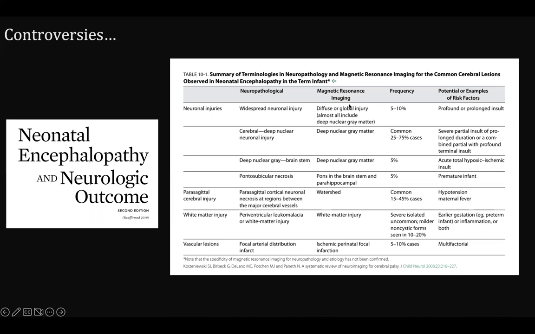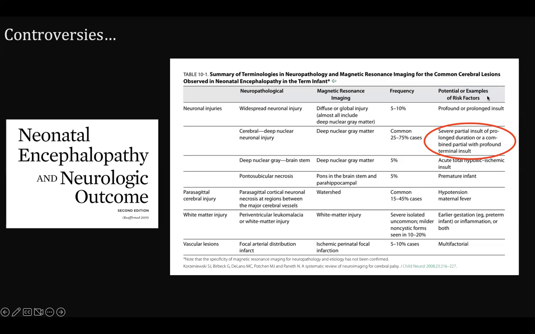For instance, this is from the Neonatal Encephalopathy and Neurological Outcome book from the Society of Neonatology and Obstetrics in America, and you can download this for free online. But let's, for instance, focus here. The deep nuclear gray matter is the most common, and you have deep nuclear neuronal injury, so the basal ganglia pattern.